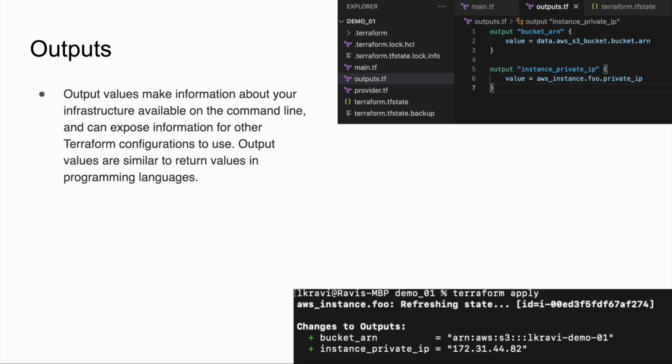Outputs in Terraform: output values are like function return values. Outputs make information about your infrastructure available to the command line and can expose information to other Terraform configuration. For example, if you are using Terraform modules, to pass values in between these modules, we can use output. Basically, it's similar to return values in a programming language.